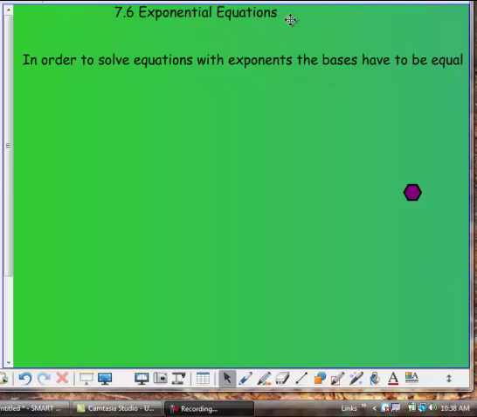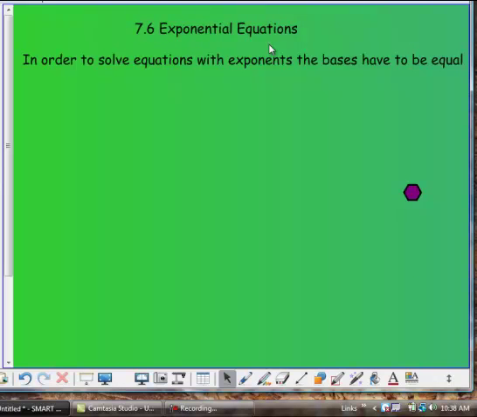Okay, last section in the chapter is exponential equations. So we're going to start solving equations where the exponents have the variables.